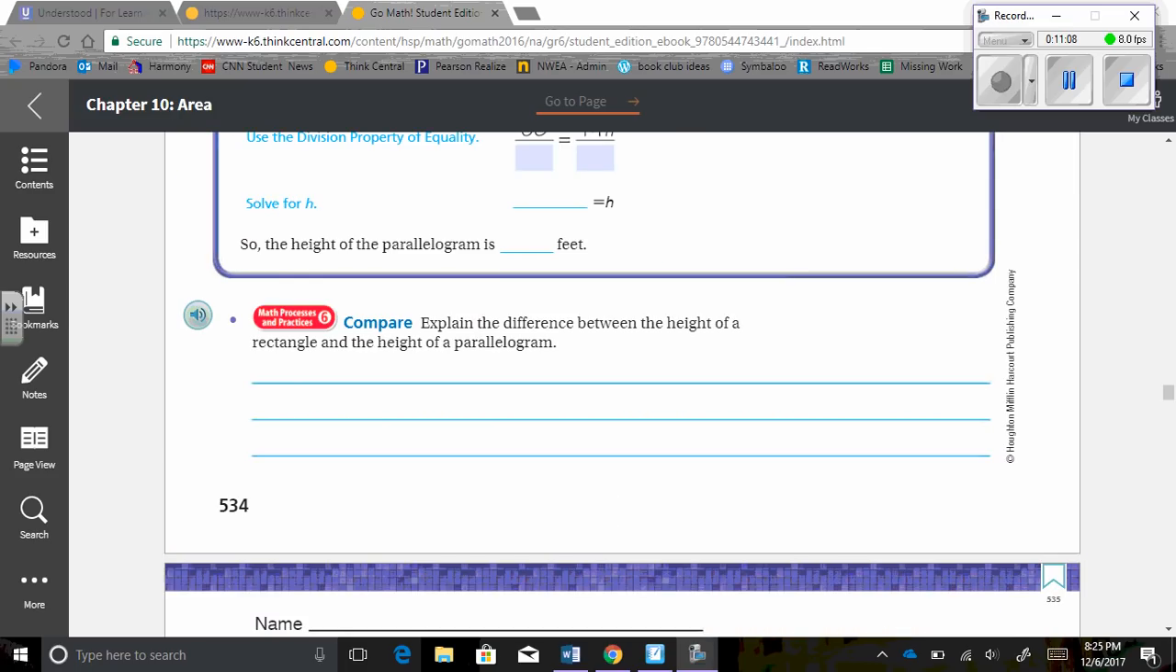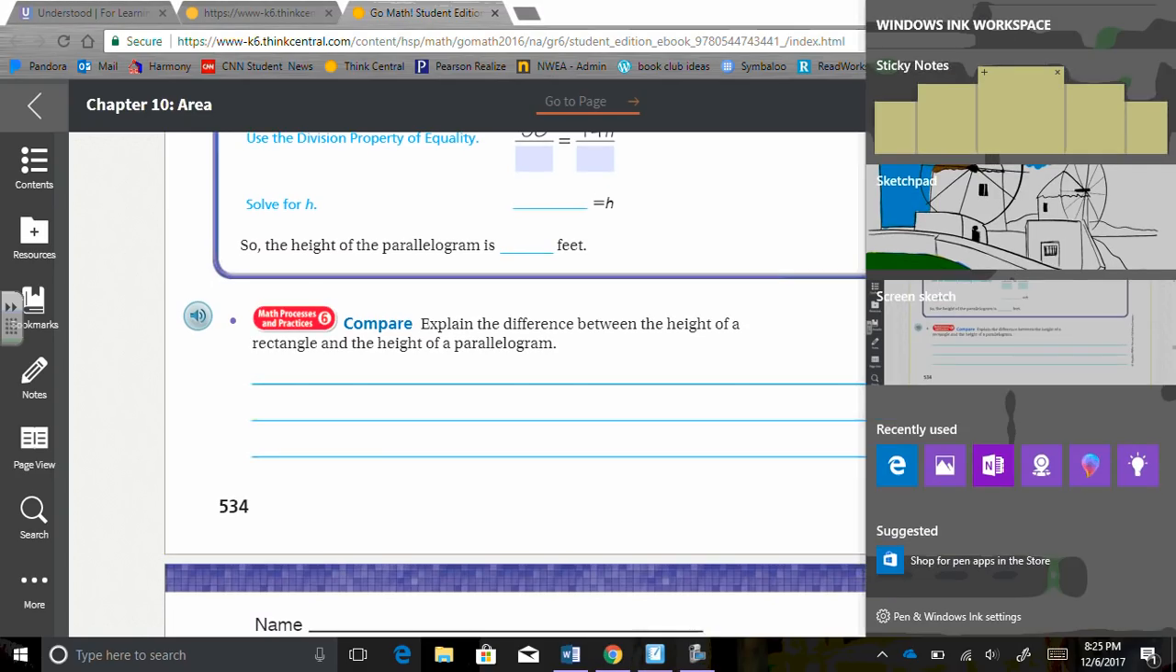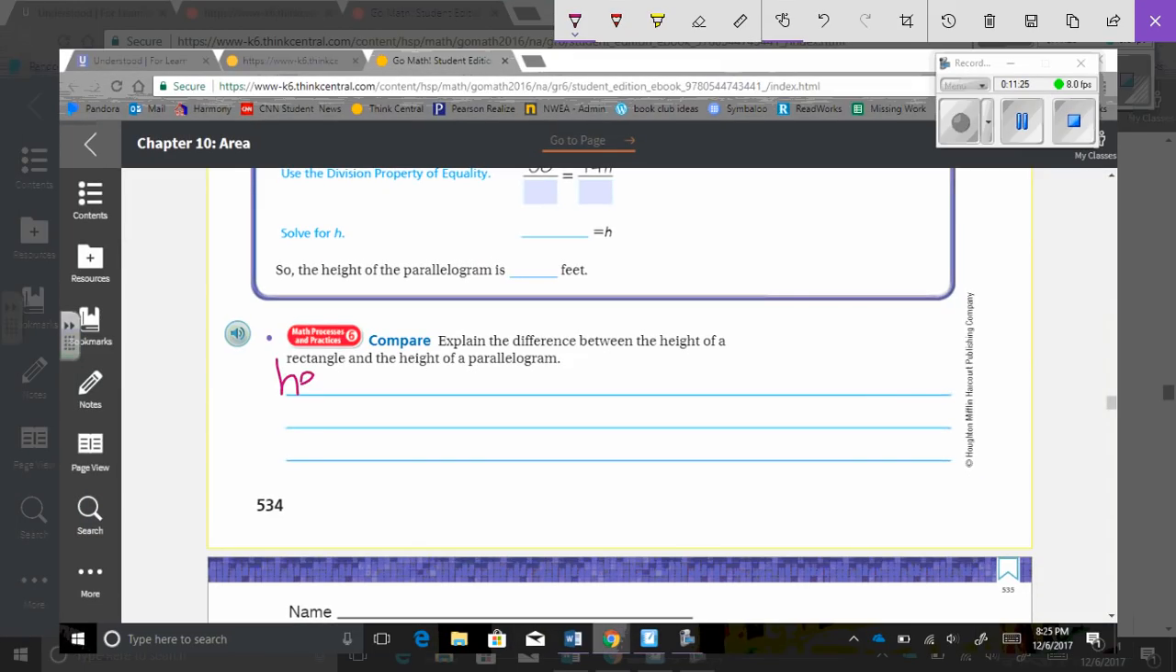Okay, last thing we're going to talk about today is how would you explain the difference between the height of a rectangle and the height of a parallelogram? The height of a rectangle is the width of one side of that rectangle. So, height of a rectangle is simply the length of one side.